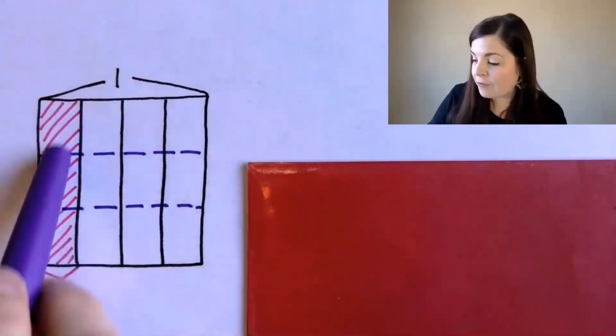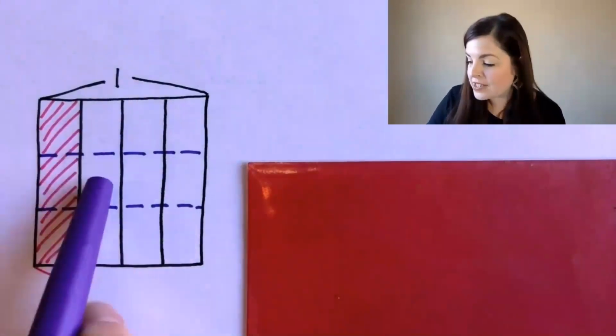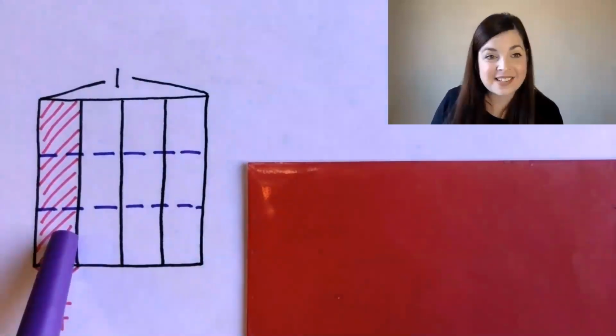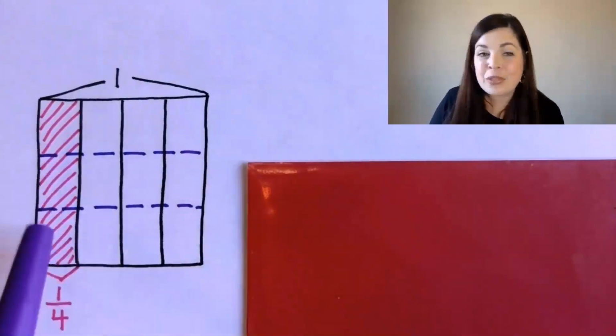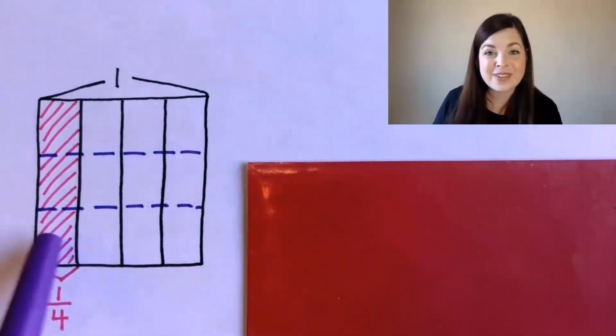Well, we had 4 units in the whole, and now we have 12 units in the whole. The number of units in the whole tripled. We got 3 times as many units in the whole. What about the number of selected units? Well, we started with one selected unit. Now we have three selected units. So the number of selected units also tripled, or we got 3 times as many selected units.